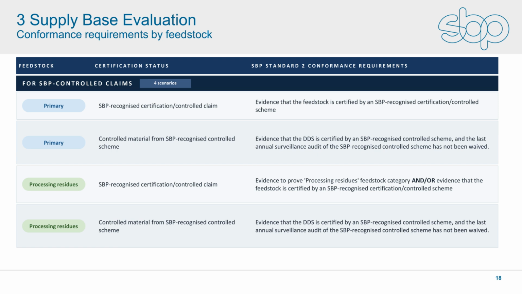Step back and compare with the previous slide. For SBP compliant claims, the biomass producer carries more of the risk assessment work itself. The CRA or RRA route is central. For SBP controlled claims, the scheme does more of that work up front through recognized certification and controlled schemes, and the biomass producer's role is to verify the scheme's status. In summary, feedstock category sets the baseline, and certification status determines the route.